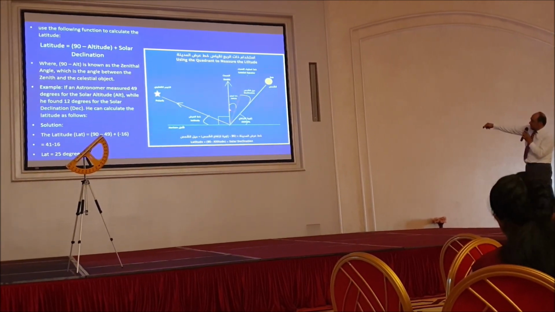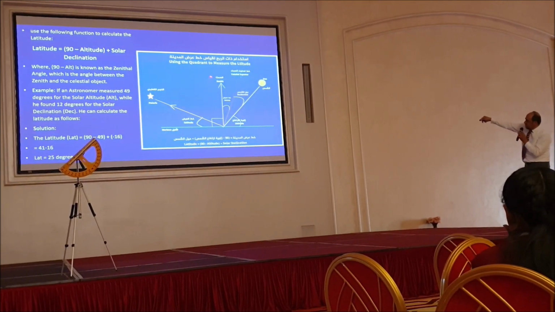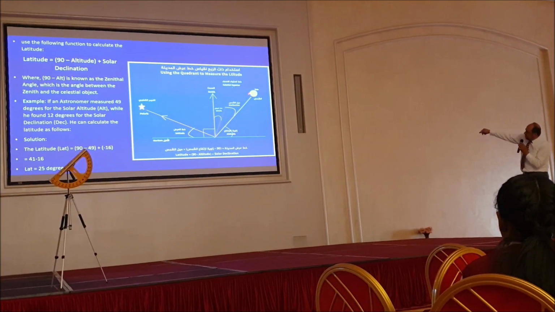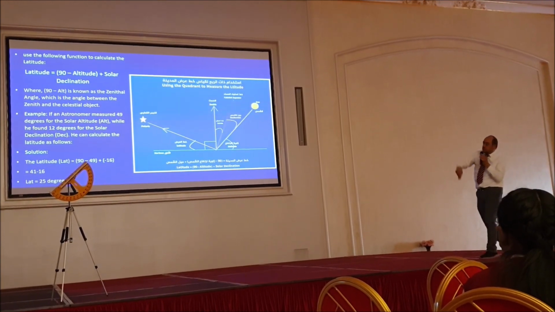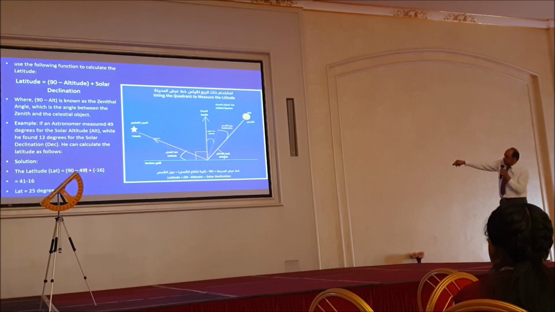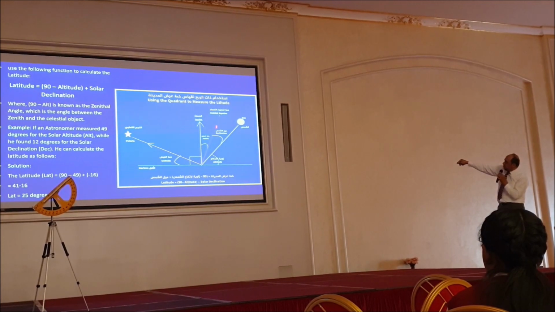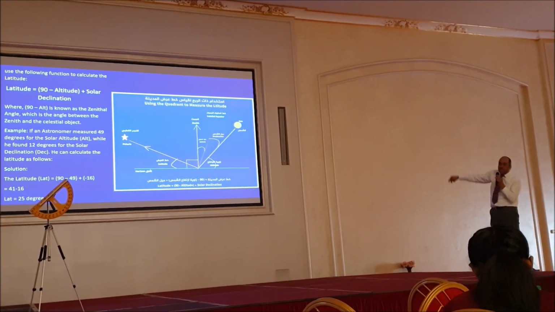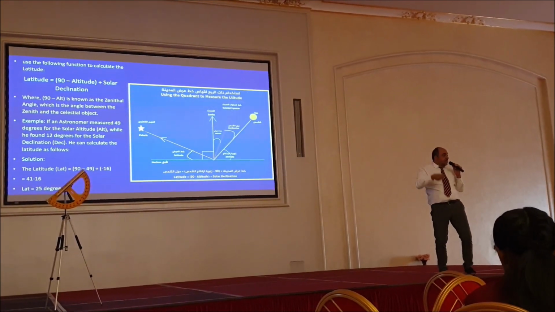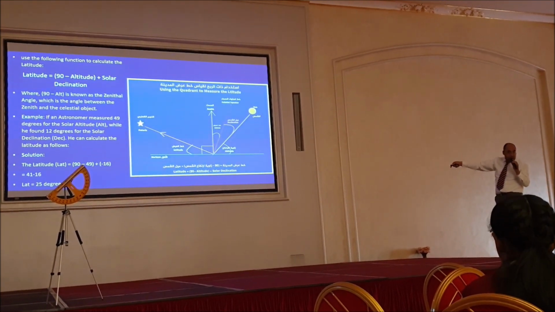So I need to calculate this angle, isn't it? How to calculate this angle? It's simply 90 degrees minus the altitude of the sun, measured by this tool, plus the declination of the sun. The declination of the sun is the distance between the sun and the equator, which is given from Stellarium. Now, if the declination of the sun is minus, then you have to subtract it.